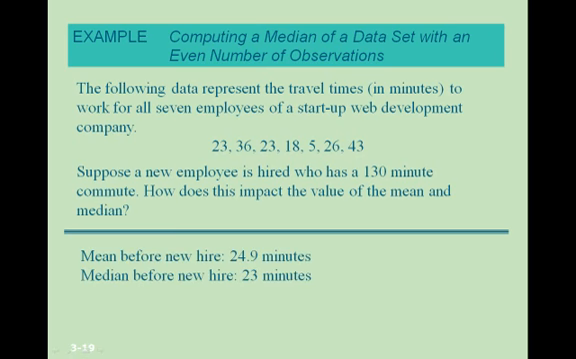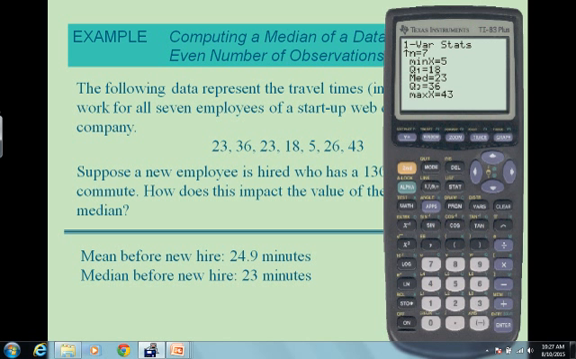Remember, the mean before the new hire was 24.9 and the median was 23, as we found on the calculator. So let's use our calculator, go back into our list, Stat, and Enter. We're going to arrow down to the bottom. We're going to add the value of 130. We'll go through our steps again. We hit Stat, go to Calc, and hit Enter, and then hit Enter again to do it. We see now that the mean is 38, and if we arrow down, we find that the median is 24.5.